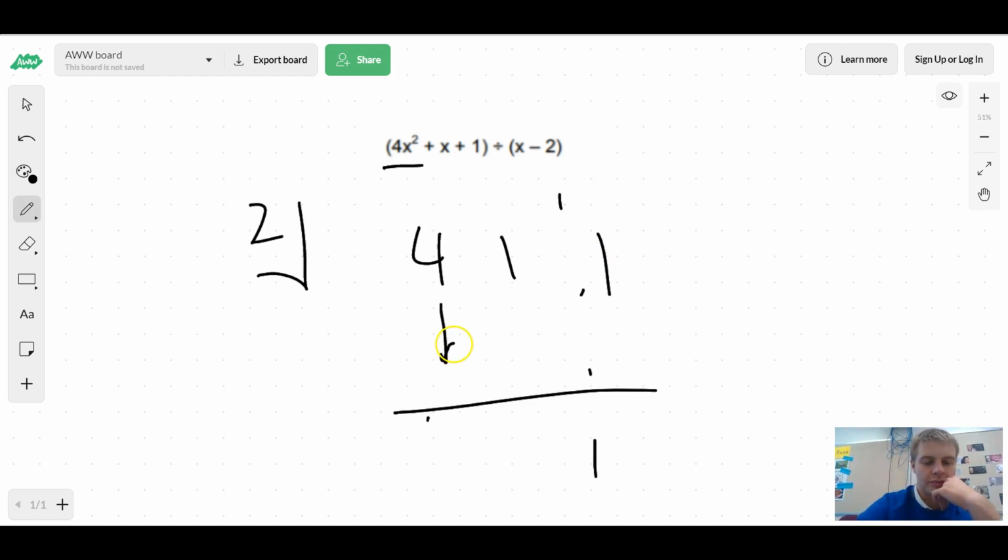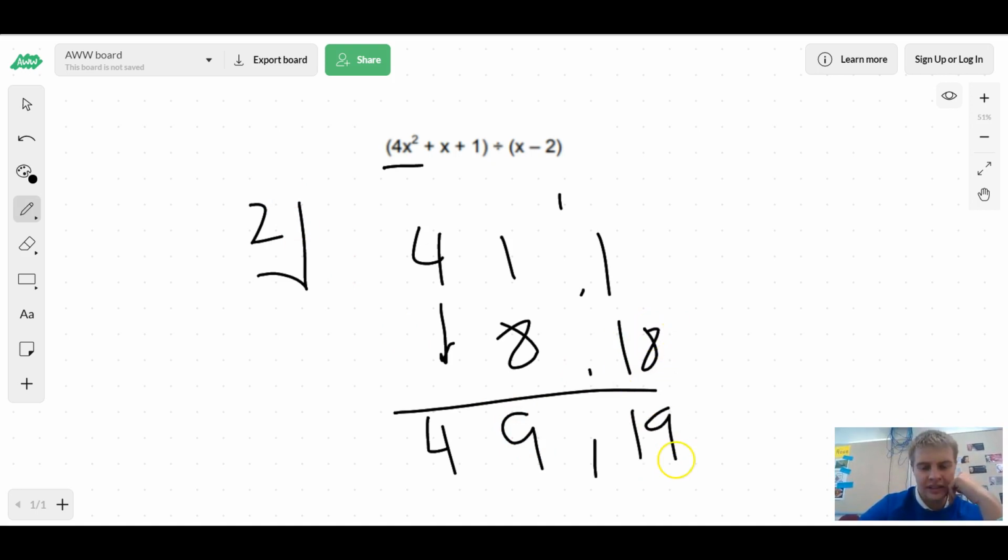The 4 is going to drop down. Then I'm going to do 2 times 4, which will give me 8. I'm going to add that down, which will give me 9. And 2 times 9, which will give me 18. I'm going to add that down, and that's going to give me 19.